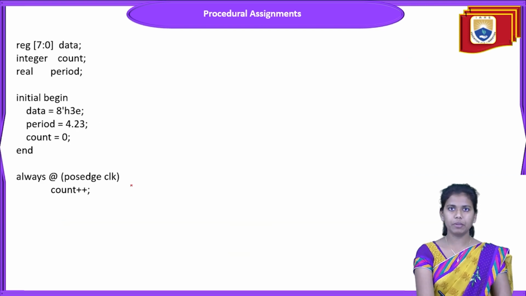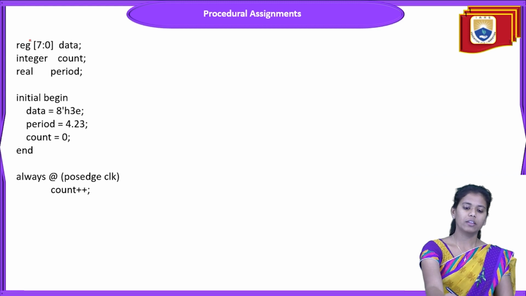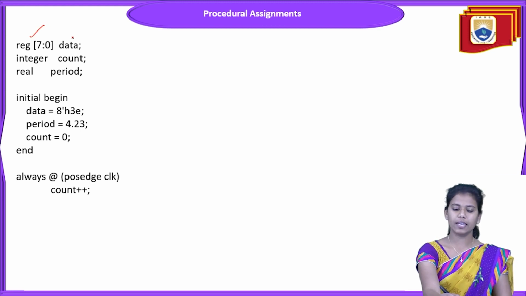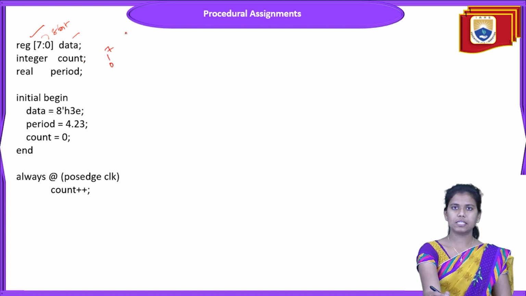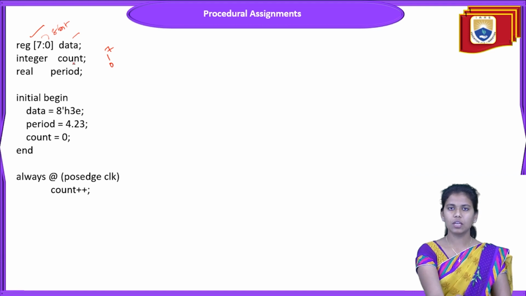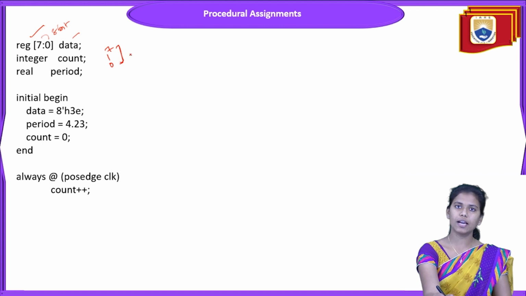So here is an example of how it looks. This register is a net holding 7:0, that means totally 8 bits of data the register is holding, and the integer count. So 8 bits, so it counts from 0 to 7. So integer count and the real period. So at what time we are counting and how many bits.